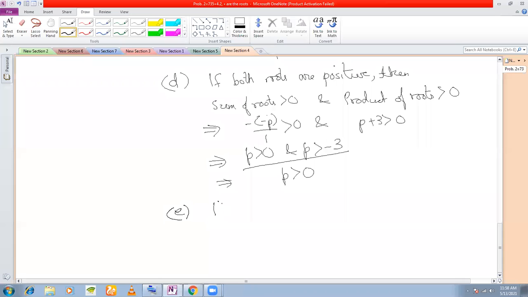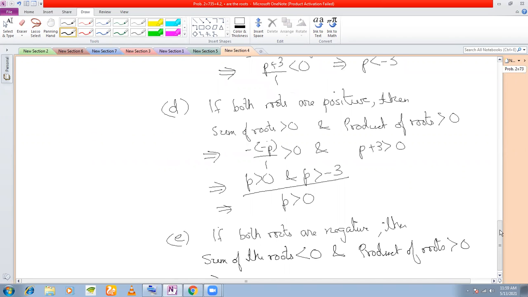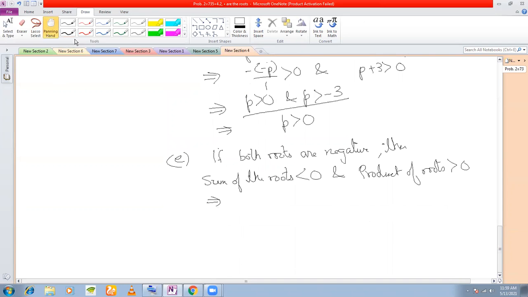And the last question: if both roots are negative, then what is the condition? Product will be positive. What about sum? Sum has to be negative also, isn't it? Yes, sum has to be negative and product has to be positive. So let's put it here. Sum of the roots, how much have we got? P only, no? So p is less than 0.